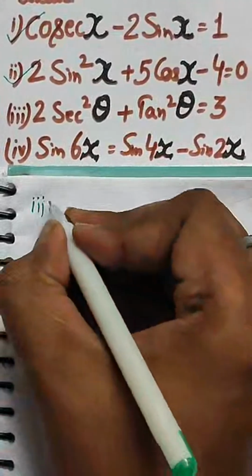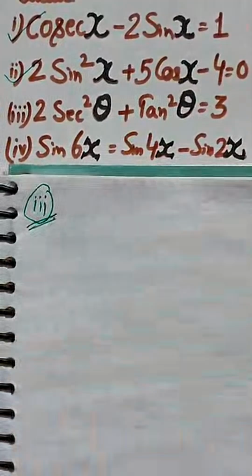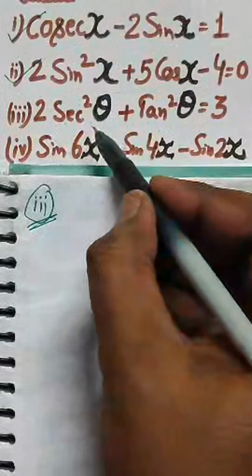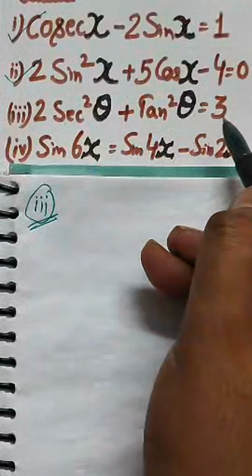So the third question which we are taking today is 2 sec square theta plus tan square theta equal to 3.